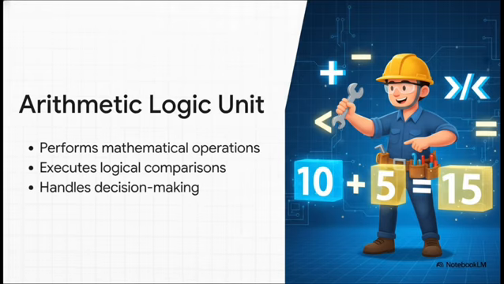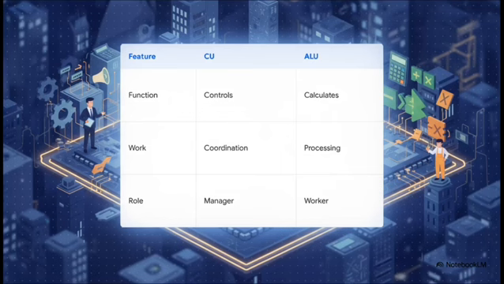But it doesn't stop there. It also executes logical comparisons, so figuring out if one number is greater than, less than, or equal to another, using logic gates like AND, OR, and NOT. Literally all the decision-making and calculations our programs need happen right here. If you type 10 plus 5 into a calculator app, it's the ALU that is actually crunching those numbers to spit out 15. Seeing them side by side really helps illustrate the dynamic between the two.